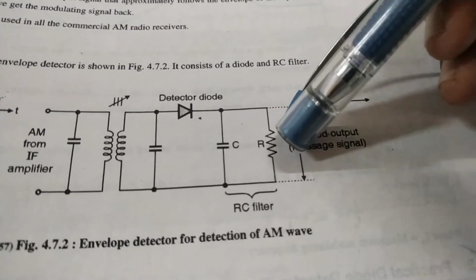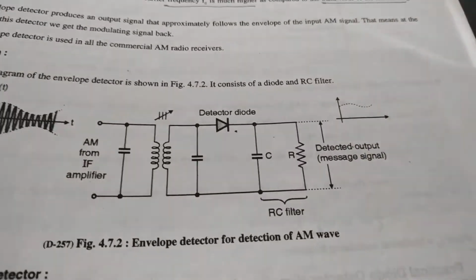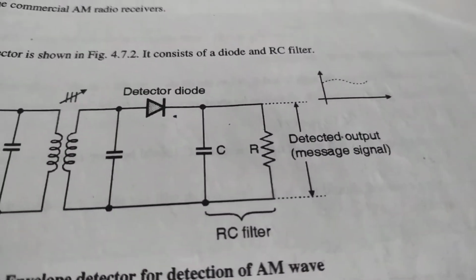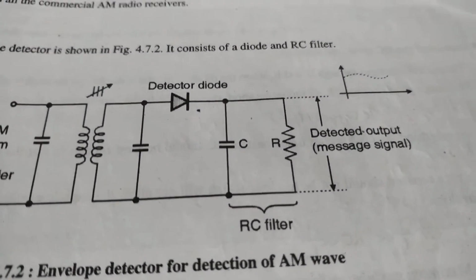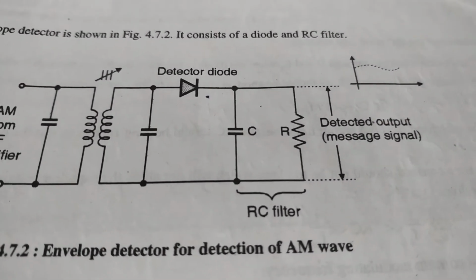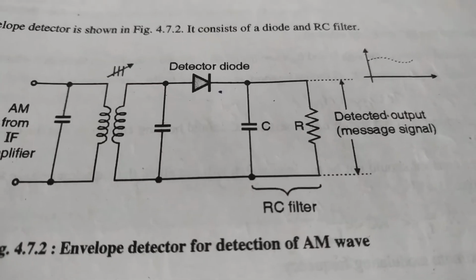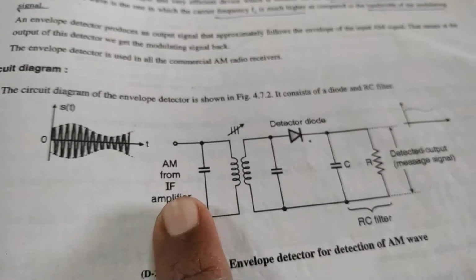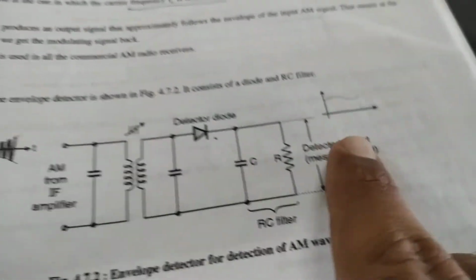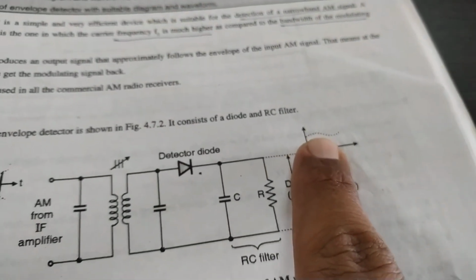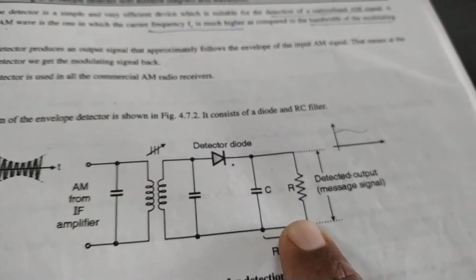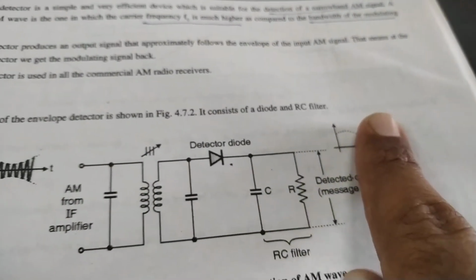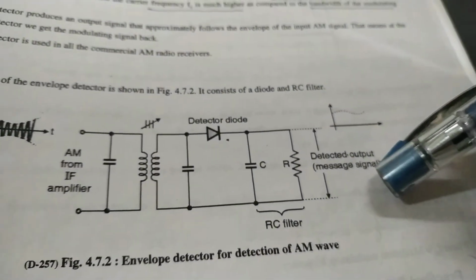So this RC circuit that we use here is very important to recover the original signal from the modulated signal. From this AM signal that you can see, we have to recover our original signal. So this is the circuit that we use to recover this original signal. I have just explained how it is recovered; I will say it again.